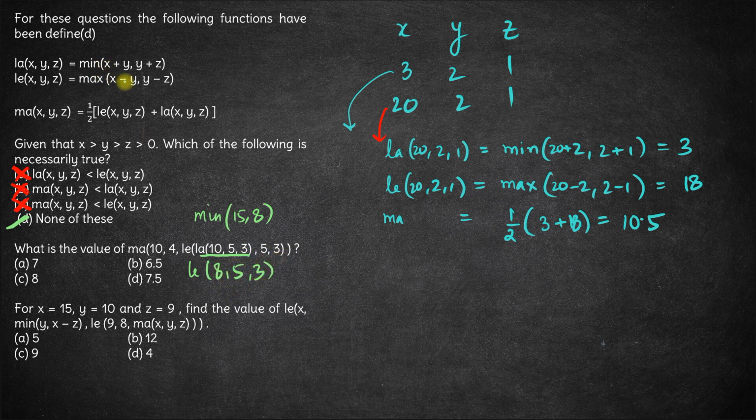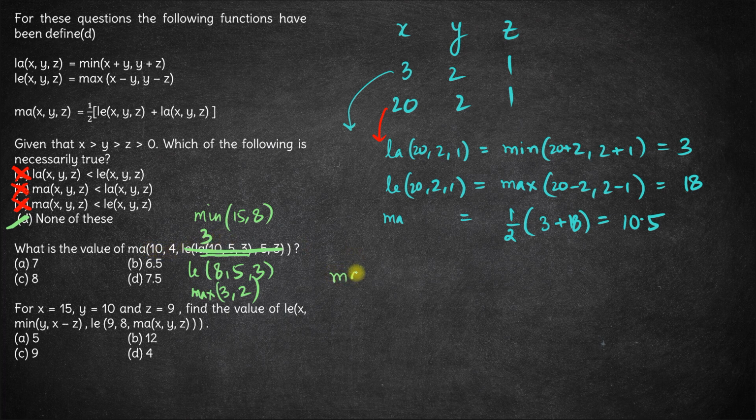So LE is x minus y, 8 minus 5 is 3, and y minus z, 5 minus 3 is 2. And LE is max. So max of 3, 2 is 3. So the value of LE, this whole thing, comes out to be 3. So what we have is MA 10, 4, 3.